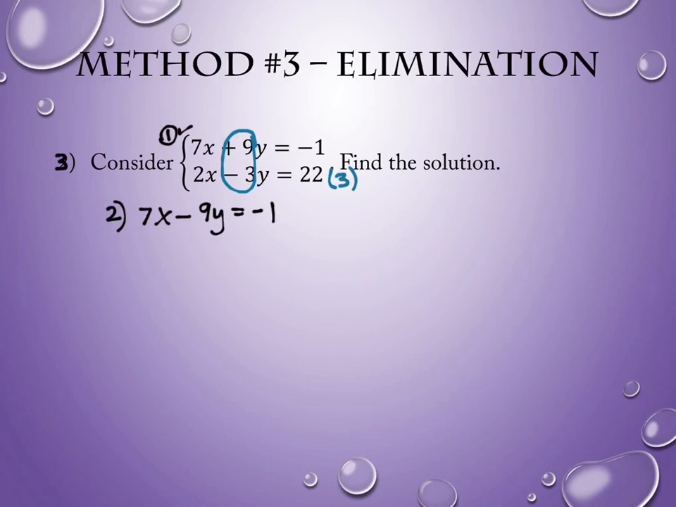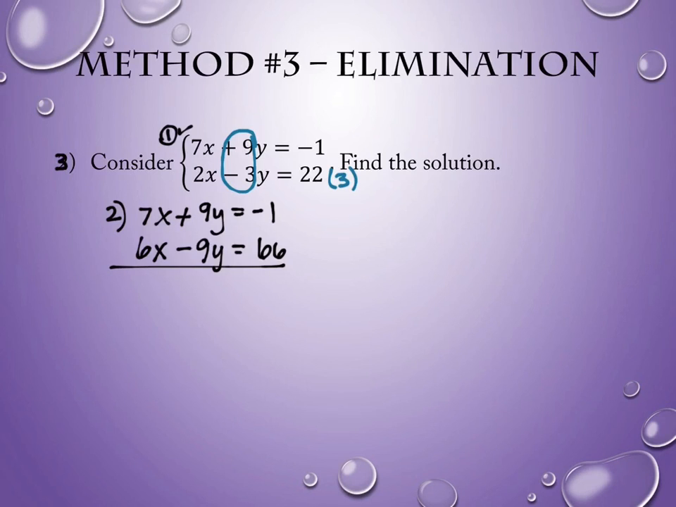So 2 times 3 would be 6x. Negative 3 times 3 would be negative 9y. And then this one's kind of big, but 22 times 3 would be what? Yeah, 66.